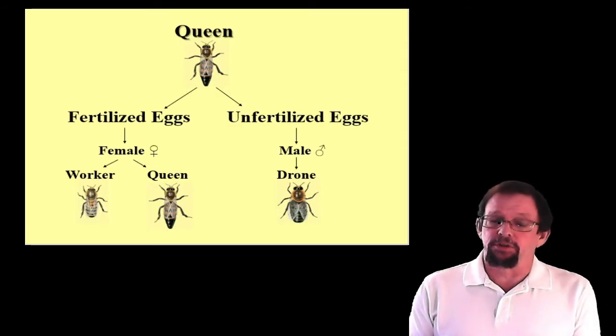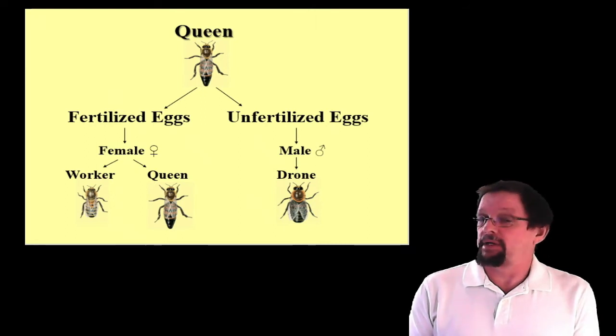So let's look at this chart here. We've got the queen at the top, and she can lay either fertilized eggs or unfertilized eggs. If they're fertilized, they're female, and they can either be worker or a queen. An unfertilized egg will be a male and a drone.